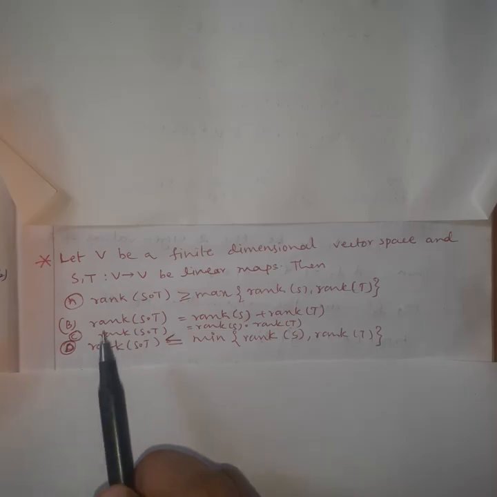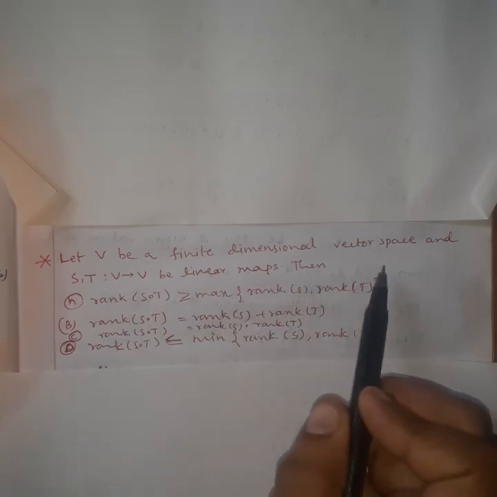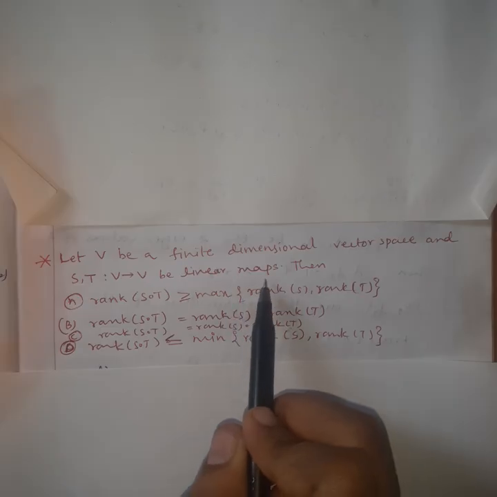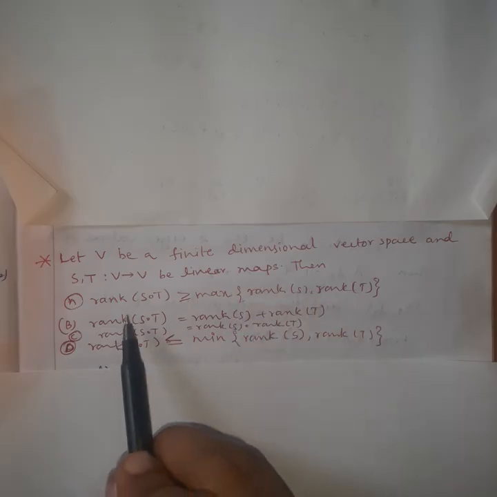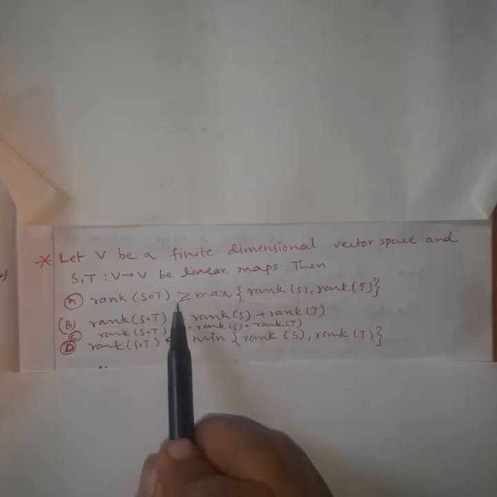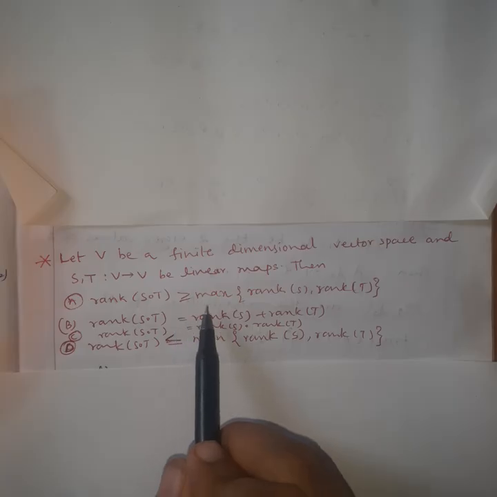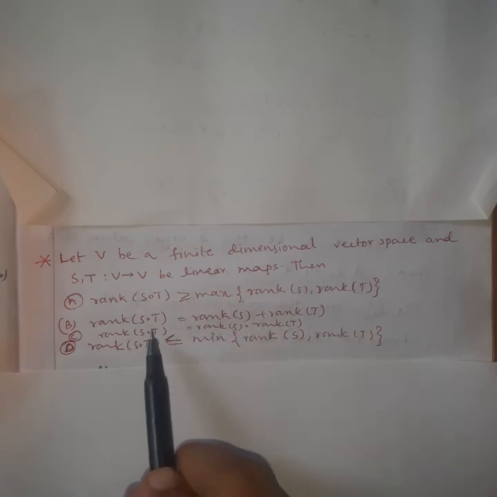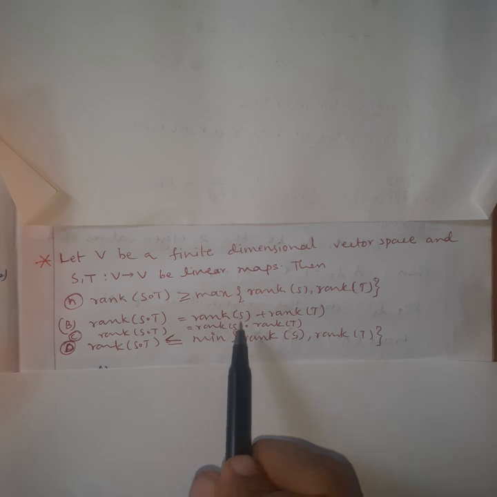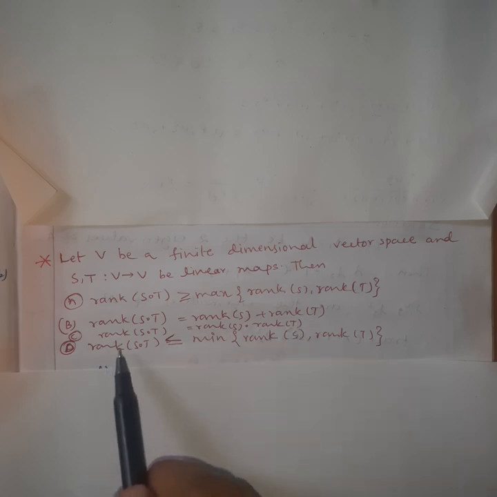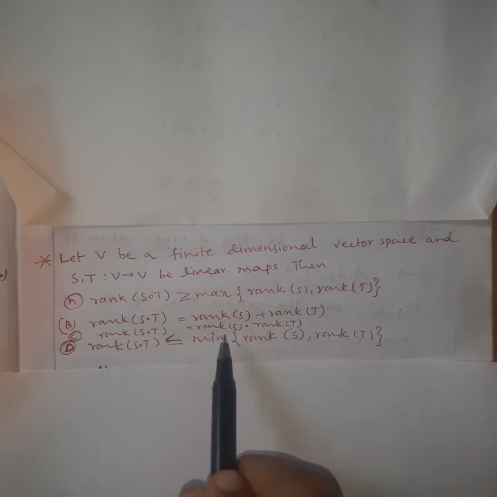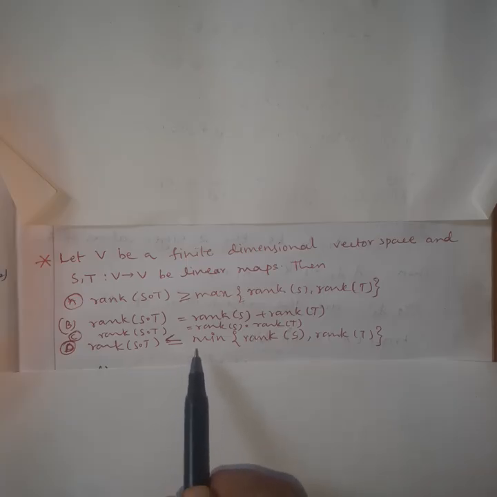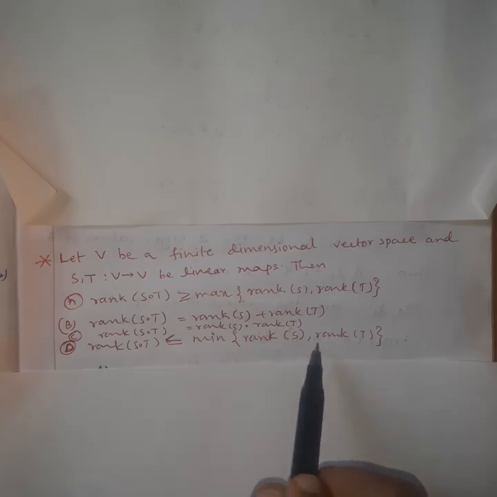First question, let V be a finite dimensional vector space and S, T from V to V be linear maps. Then option A, rank of S composition T is greater than or equal to maximum of rank of S, rank of T. Option B, rank of S composition T equal to rank of S plus rank of T. Option C, rank of S composition T equal to rank S into rank T. Option D, rank of S composition T is less than or equal to minimum of rank of S, rank of T.